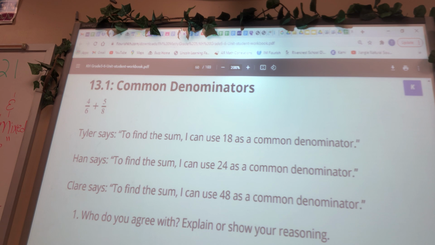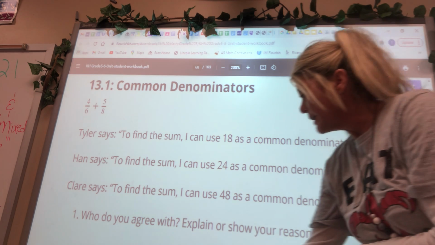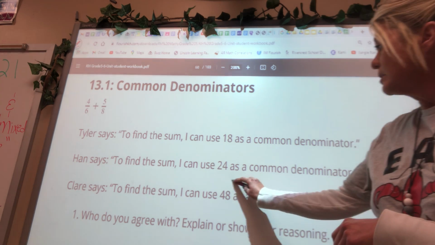Tyler says to find the sum, I can use 18 as a common denominator. Hans says to find the sum, I can use 24 as a common denominator. Claire says to find the sum, I can use 48 as a common denominator. Who do you agree with? I'm thinking Claire. I'm going with Han and Claire. Okay, we hear a lot of people saying Claire.